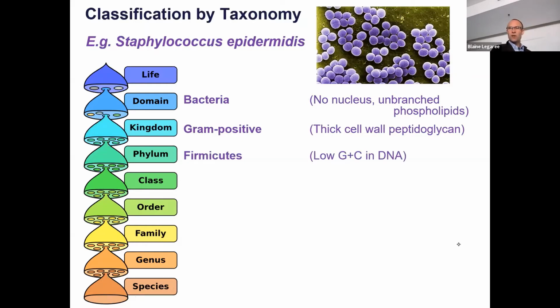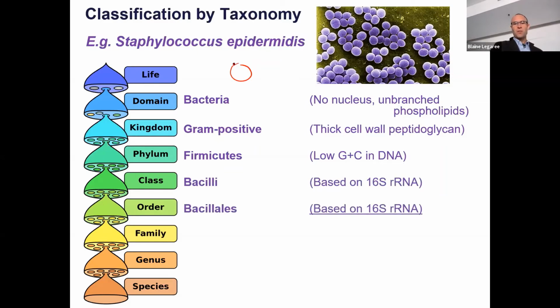Firmicutes. Sometimes when you look at bacteria, you can see the shape of them. They're kind of just round. Well, it turns out there are dozens, hundreds, probably thousands of species that are kind of round. So how do we start looking at the characteristics of these things? We sometimes have to start looking at the DNA and see what's going on. In this case, Firmicutes, for some reason, have fewer G's and C's than A's and T's, something like 30%. Bacillus, based on 16S RNA. Caryophanales, based on 16S RNA genes.